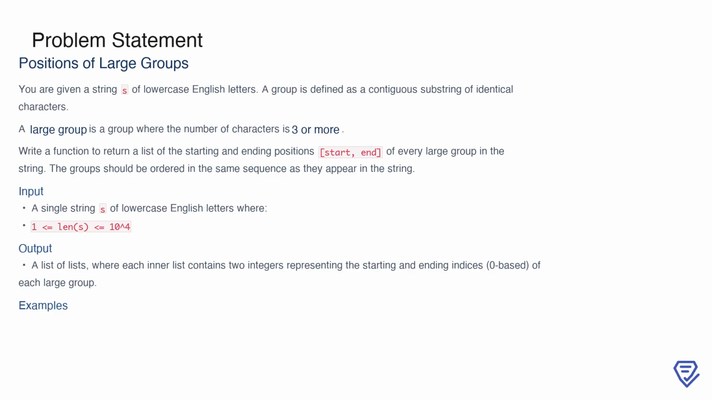These indices should be zero-based, and the groups should appear in the output in the same order that they appear in the string. The input string can have a length anywhere between 1 and 10,000 characters, so we need to design our solution to handle both small and large strings efficiently. The output will be a list of lists, where each inner list contains 2 integers representing the starting and ending positions of a large group.